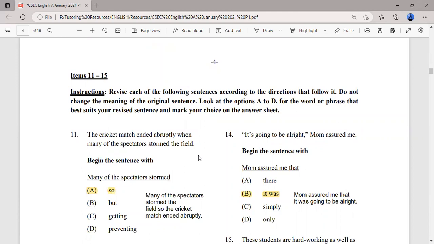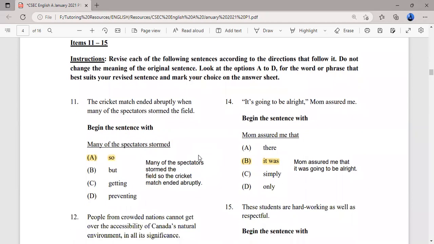Revise each of the following sentences according to the directions that follow it. Do not change the meaning of the original sentence. Look at the options A to D for the word or phrase that best suits your revised sentence and mark your choice on the answer sheet. So, with this section, I encourage you to write out the sentence for yourself. If when you try to form it in your head, it doesn't make sense, try writing out the sentence, right, to see if you can choose the correct answer.